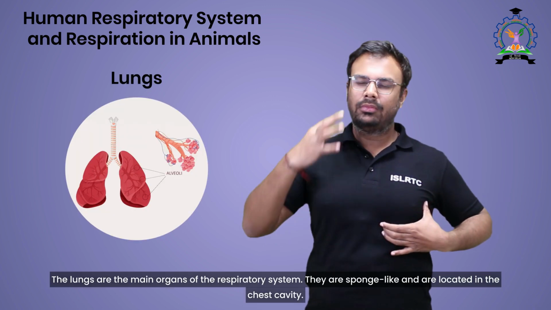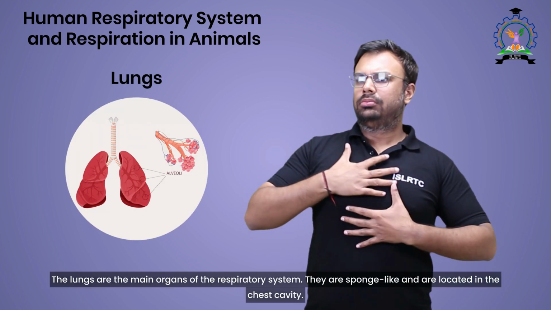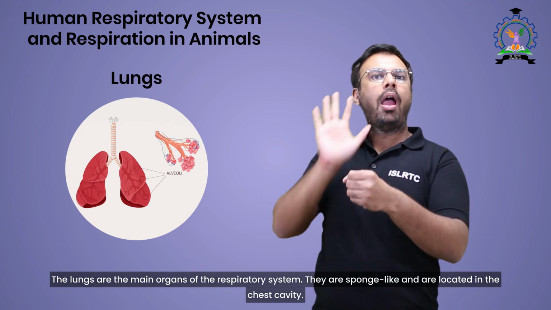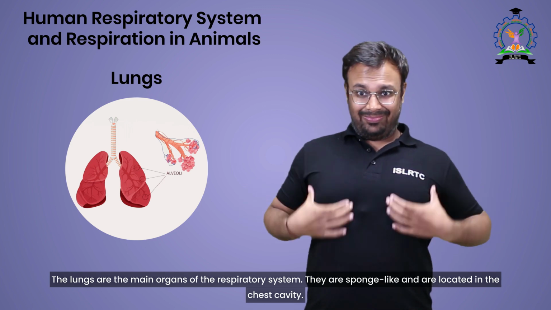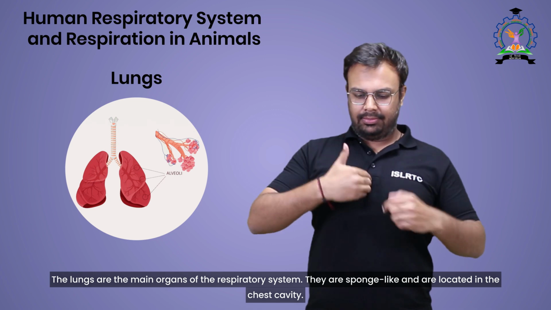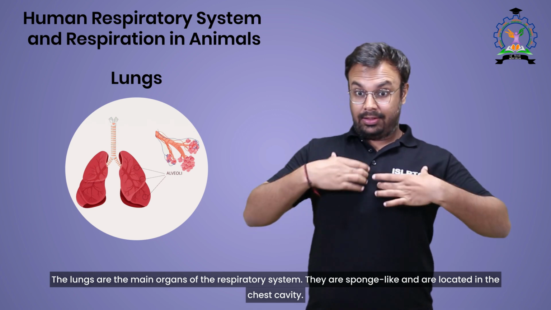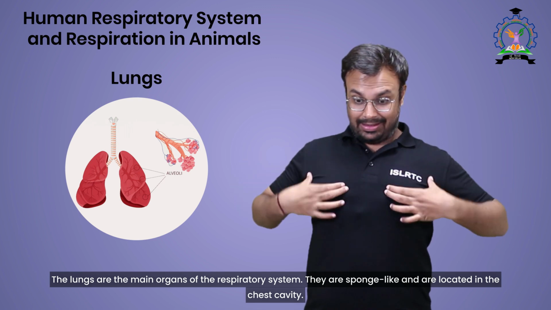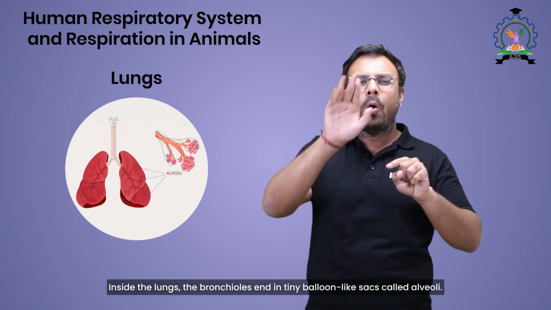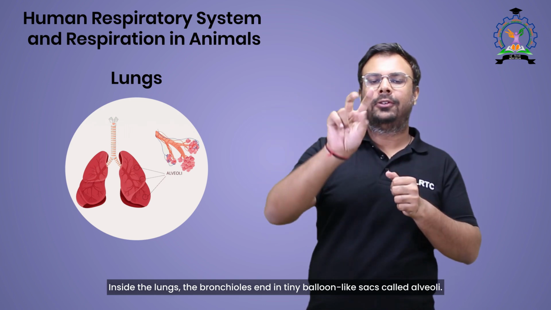5. Lungs. The lungs are the main organs of the respiratory system. They are sponge-like and are located in the chest cavity. Inside the lungs, the bronchioles end in tiny balloon-like sacs called alveoli.